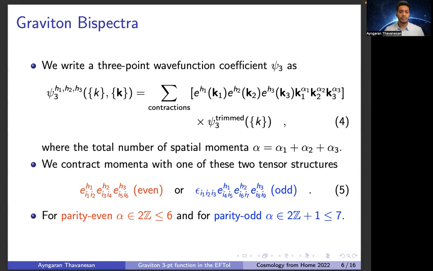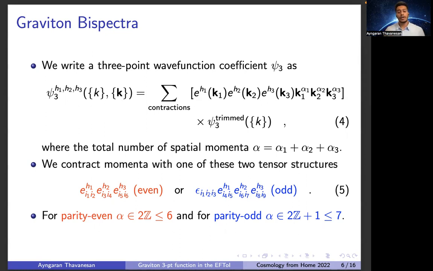Here, we define the total number of spatial momenta contracted with polarization factors as alpha equal to alpha_1 plus alpha_2 plus alpha_3, and index contractions between the momenta and polarization tensors are left implicit. There can also be additional spatial momenta, but they are contracted amongst themselves. The polarization tensors, epsilon_ij, have the usual properties of being transverse, traceless, symmetric, etc. In order to construct an SO(3) invariant object, we need to contract momenta with one of the red or blue tensor structures in equation 5, where the presence of a Levi-Civita tensor in the blue colored tensor structures tells us that the resulting graviton bispectrum will violate parity, so parity odd.